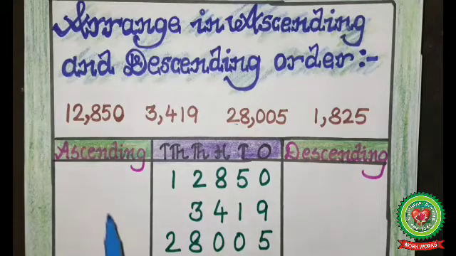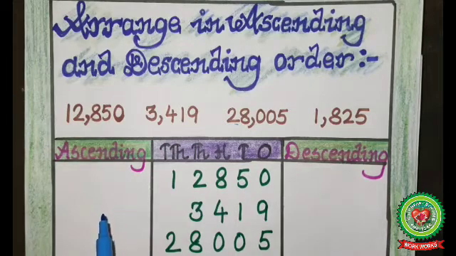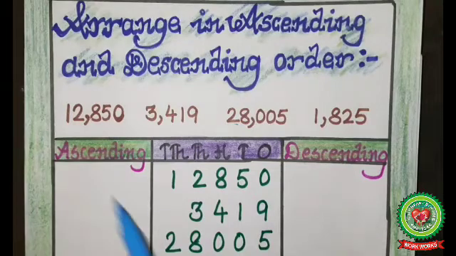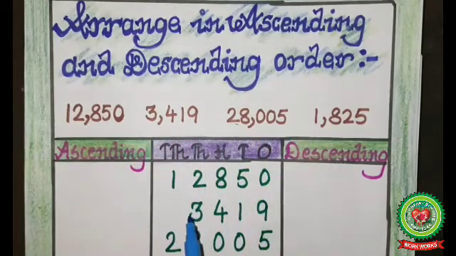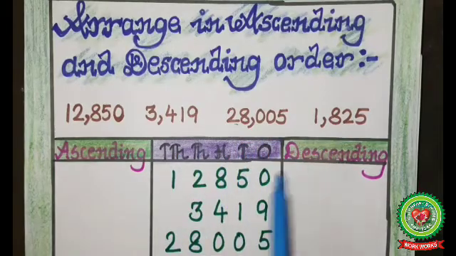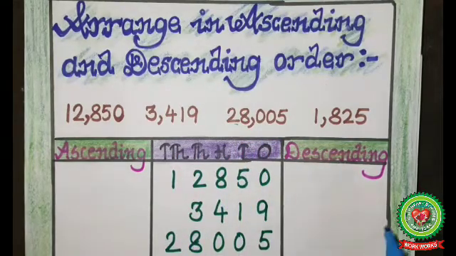Now students, what is the meaning of ascending? Ascending means when a set of given numbers is arranged from the smallest to the greatest. They are said to be in ascending order. That means we will arrange these numbers from the smallest to the greatest. And what is the meaning of descending order?